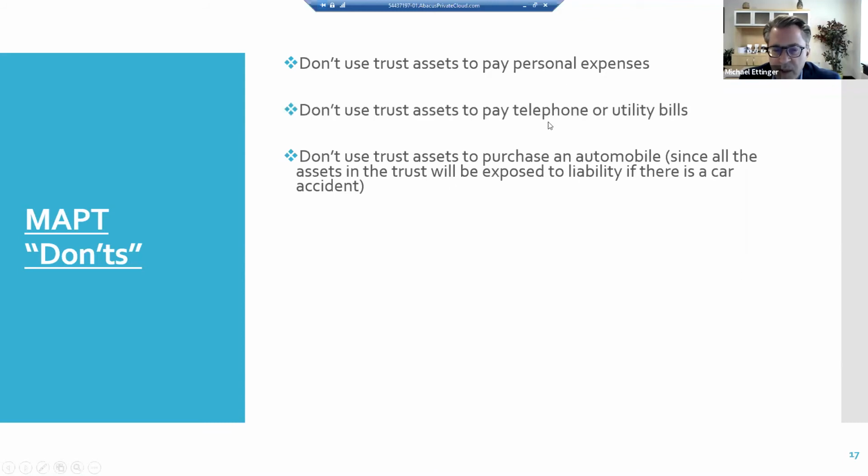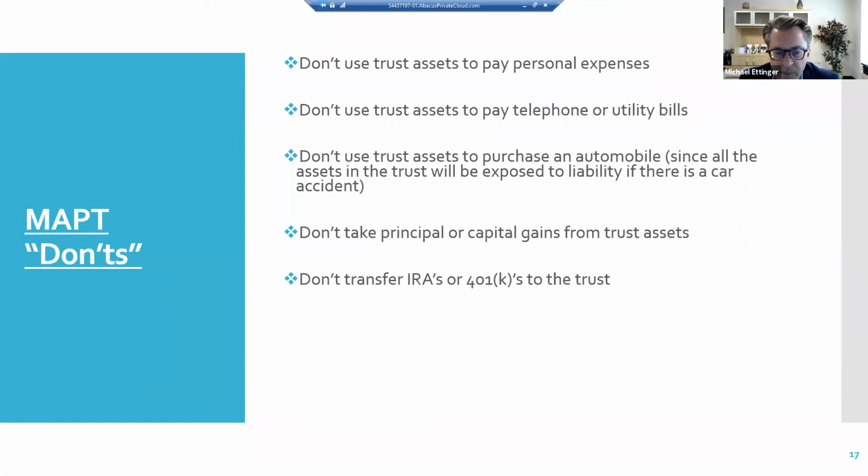Don't use trust assets to pay telephone or utility bills. We mentioned that. Don't take principal or capital gains from the trust assets. That's a no-no. If you absolutely need it, gift it out to one of the children and give them the bill. They can pay it for you, but they can't give it back to you.